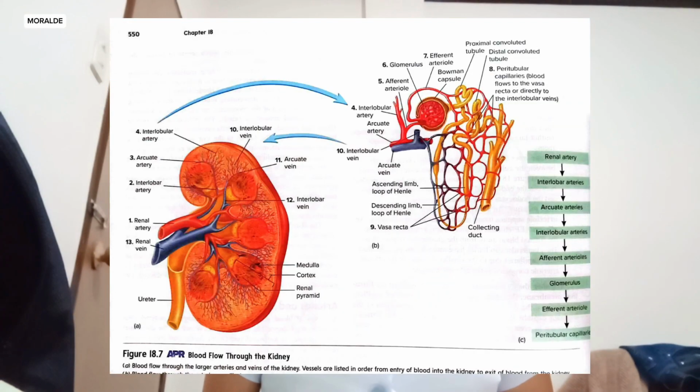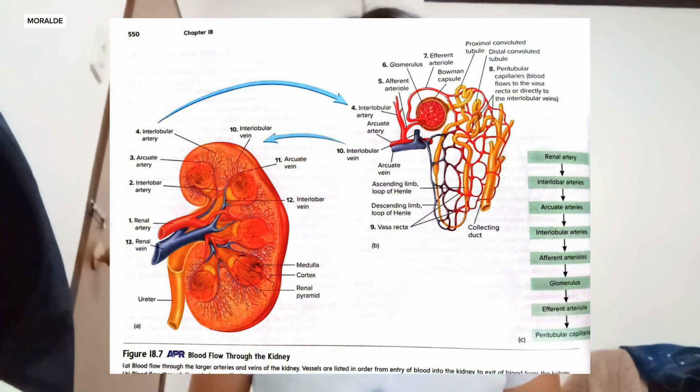Number 1. The interlobar arteries pass between the renal pyramids. Number 2. The arcuate arteries branch from the interlobar arteries. They arch between the cortex and the medulla. Number 3. Interlobular arteries branch off the arcuate arteries and project into the cortex.